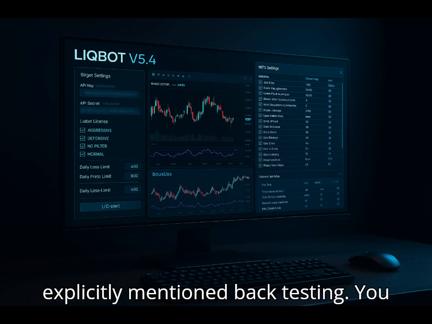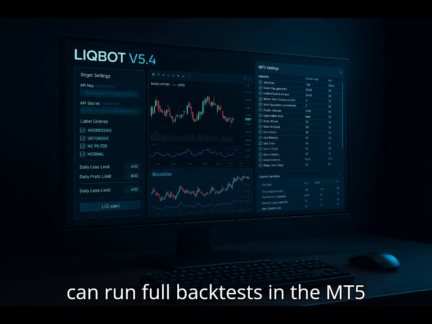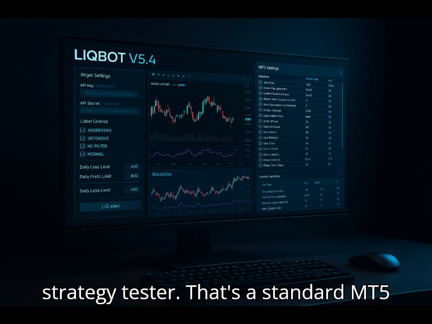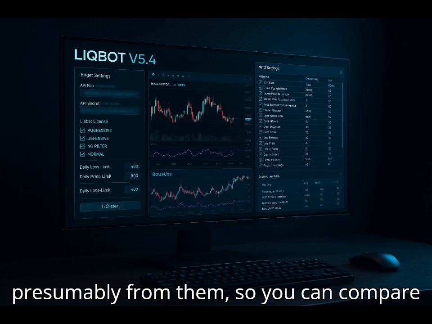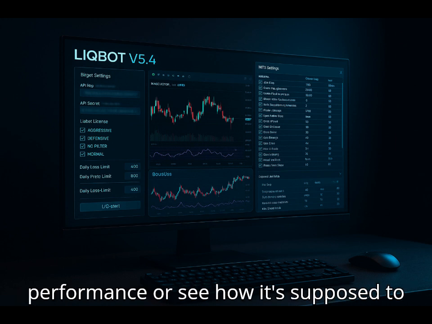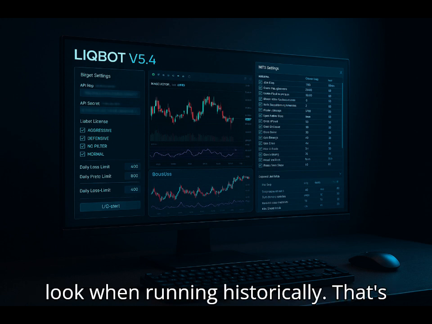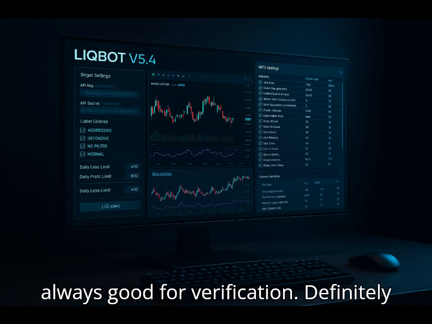Yes, they explicitly mention backtesting. You can run full backtests in the MT5 strategy tester. That's a standard MT5 feature, right? Yeah, it is. And they even say backtest videos are available, presumably from them, so you can compare performance or see how it's supposed to look when running historically. That's always good for verification.